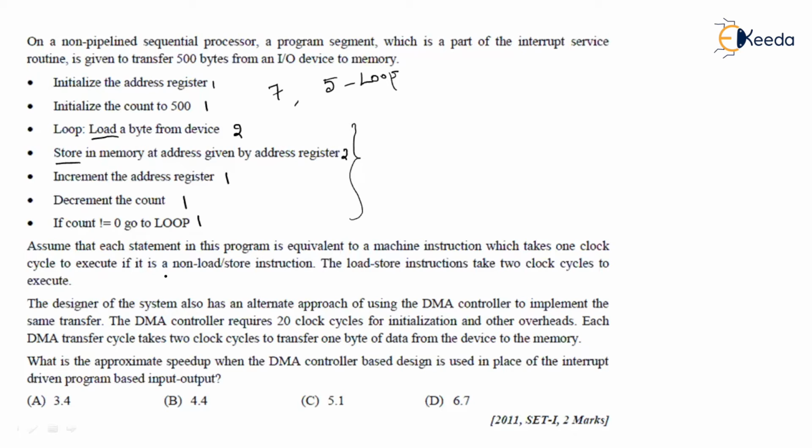Now let us calculate the number of clock cycles that are required to execute the program. If you can see, 2 instructions are outside the loop and 5 instructions are inside the loop. The loop is getting repeated for 500 times. Initialize the count to 500, and if the count is not equal to 0, go to loop. The count is getting decremented in each loop iteration, and if it is not equal to 0, we will loop, so the loop is getting repeated for 500 times.